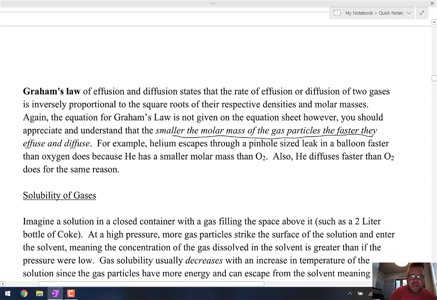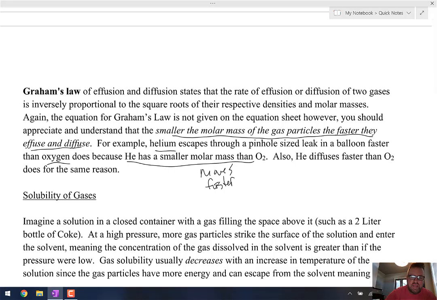Okay, that's basically what we just talked about here. The smaller the molar mass, the faster they effuse and diffuse because they are moving faster. Helium escapes faster than oxygen does because helium has a smaller molar mass. Therefore, it moves faster, it's got a greater RMS speed, you could say. And helium would diffuse faster than oxygen for the exact same reason.